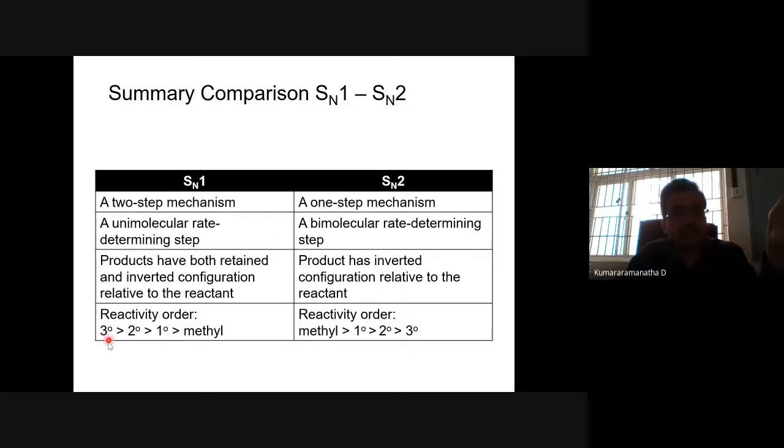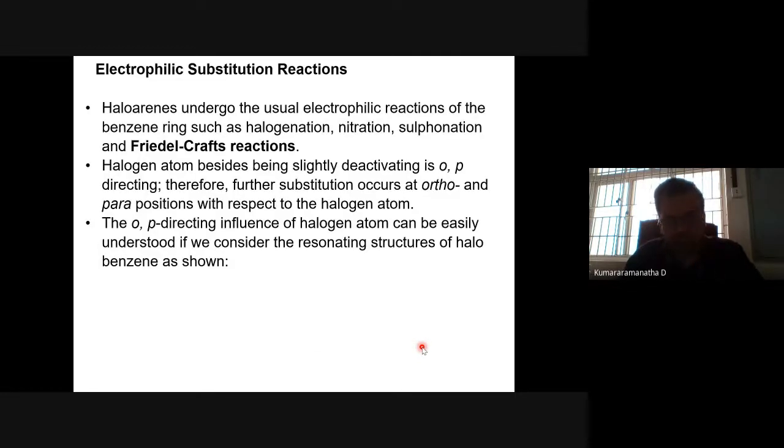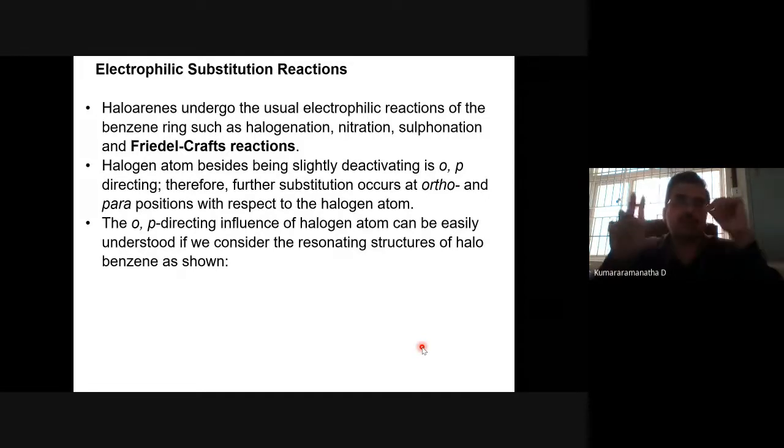And this is the order of reactivity. Tertiary is greater than secondary in the case of SN1. In SN2, it is reverse. So this part, I think many of you are already aware of. Now, let us add a few points with respect to substitution reactions.